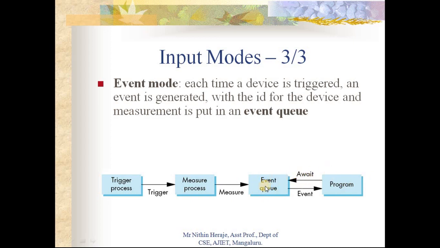As soon as it receives a measure, when an event occurs, it returns the event to the program. So this is event mode, which is the third of the input modes.